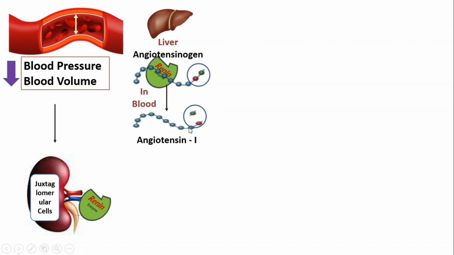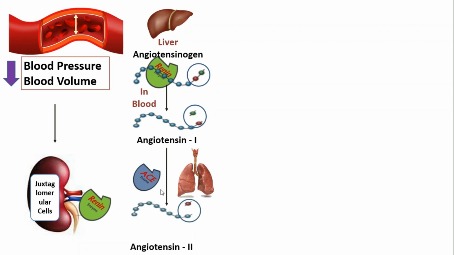This angiotensin 1 is again worked upon by an enzyme produced from the lungs. The name of that enzyme is ACE, angiotensin converting enzyme. With the angiotensin converting enzyme, angiotensin 1 converts to angiotensin 2. This is how angiotensin 2 is produced. What is the role of angiotensin 2? Angiotensin 2 increases the blood pressure.